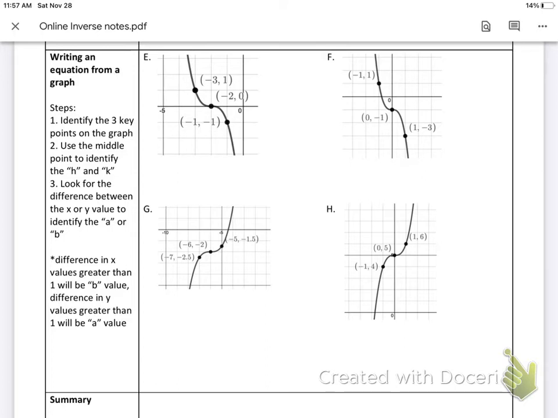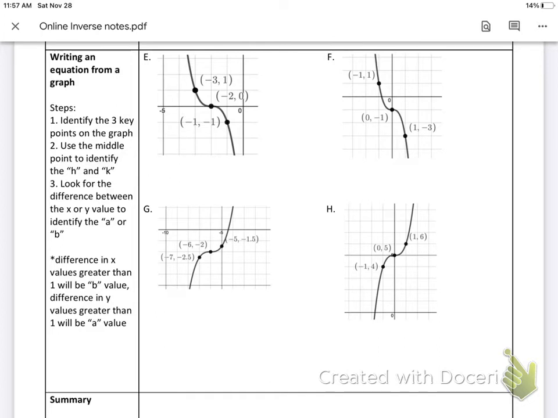So first things first, if you look at step one, it says identify the 3 key points on the graph. Notice that all of these equations have 3 key points. Sometimes your graph will not have those 3 key points, and that's something you need to identify to start off with. Usually these key points are going to be at intersections, meaning that they're not going to be halves. Notice that G is a half. When you run into halves, we are probably going to have those labeled for you so that you know those points fall on a specific half point. Okay, so that's step one.